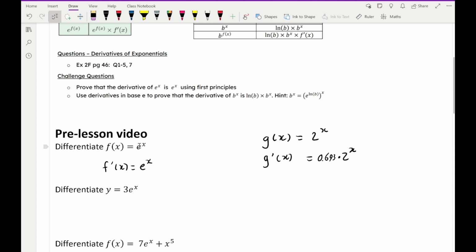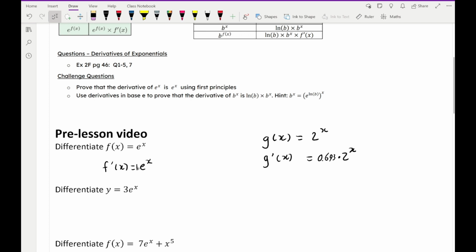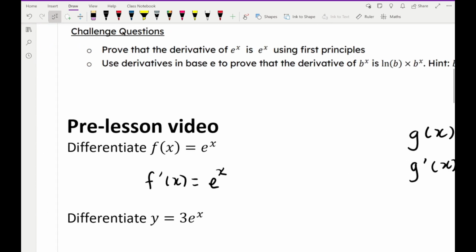But when you work out the derivative of e to the x, it's nicely e to the x. A reason for that is because the log of e is 1. So in other words, this derivative here would be 1 times e to the x. And this is basically the definition of e, in a sense. So e to the x is the very special number such that when I have a function e to the x, the derivative matches the original function.